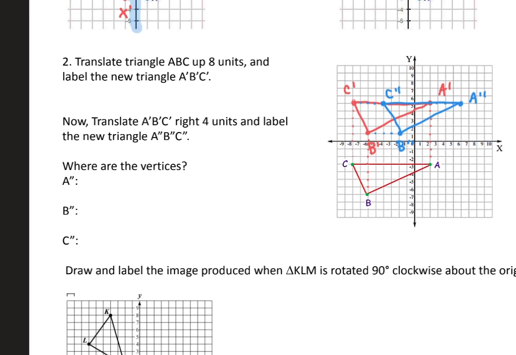So now let's write down the vertices. So A double prime is 6, 5. B double prime is negative 2, 1. And C double prime is negative 1, 2, 3, 4, 5.